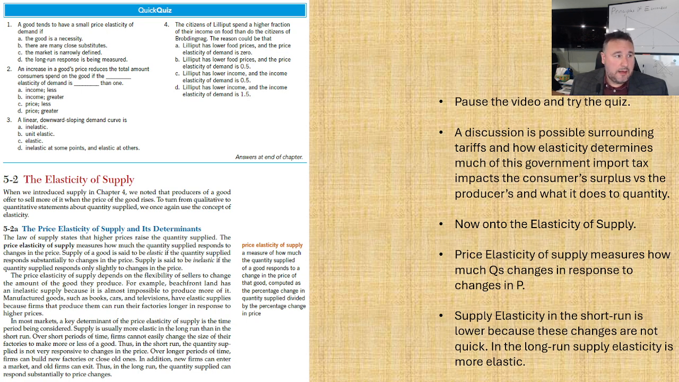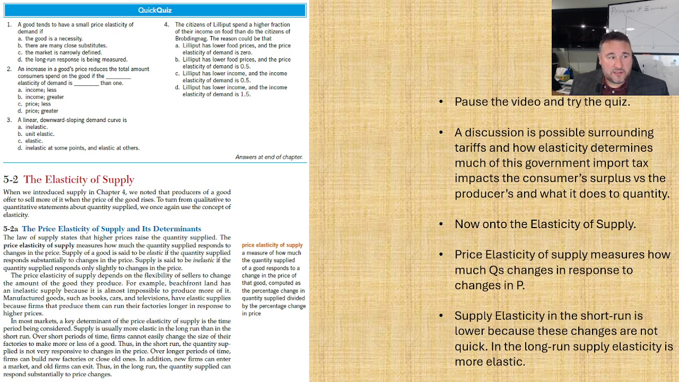For 2, an increase in a good's price reduces the total amount consumers spend on the good if the price elasticity of demand is greater than 1. That's because the proportional change in Q will be greater than P, so total revenue goes down.